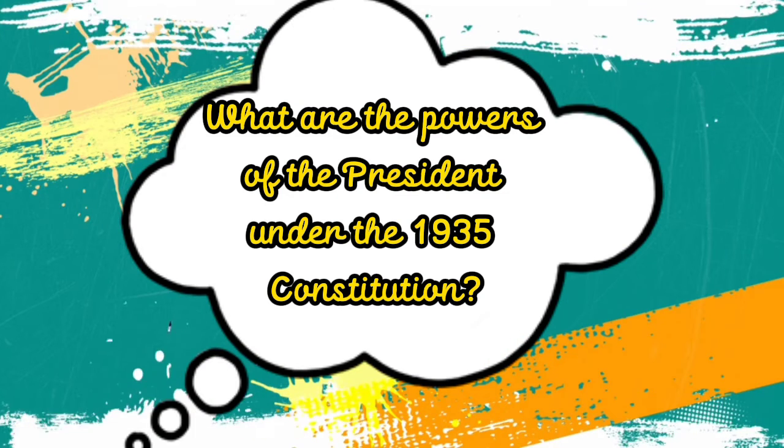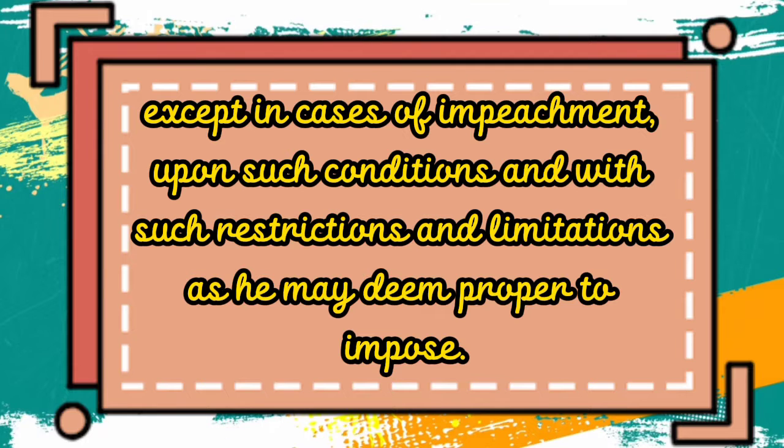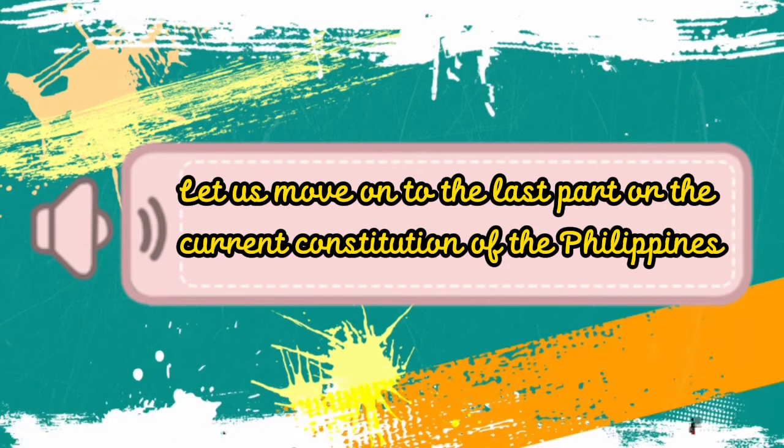What are the powers of the President under the 1935 Constitution? The President shall have the power to grant reprieves, commutations, and pardons, and remit fines and forfeitures after conviction for all offenses, except in cases of impeachment, upon such conditions and with such restrictions and limitations as he may deem proper to impose. And now, let us move on to the last part, or the current constitution of the Philippines.